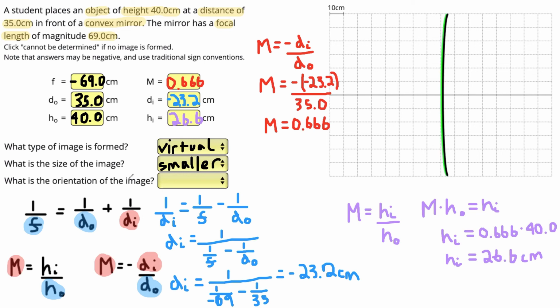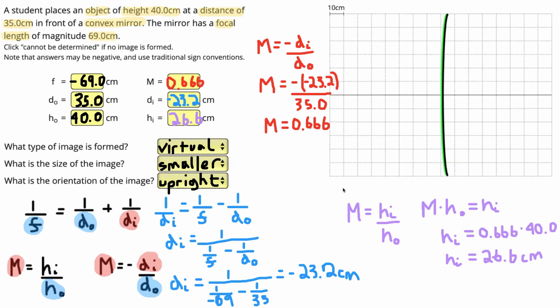Lastly, the orientation of the image. That can be told from whether the height of the image is positive or negative. Since it's positive, that's telling us it's the right way up, or in other words, it's upright. Another way to find that is from the magnification, which again is positive, showing us that it's upright. So that's how we solve the problem using the calculation method.